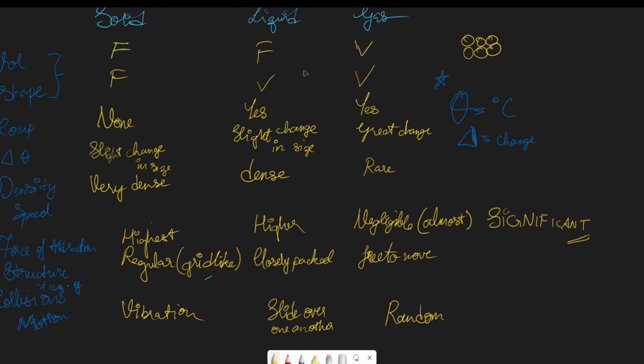Now that we've looked at the change in size due to the change in temperature, let's look at the speed. Now, the speed of the particles in solids is the least, and it's the highest in gases. In liquids, it is more than solids, but in gases, it is the most. Right? It's very high in gases.